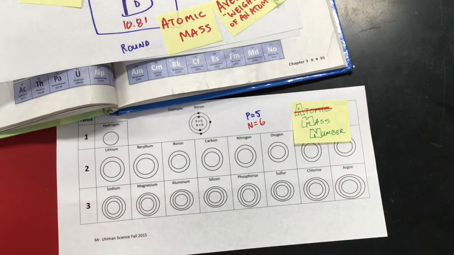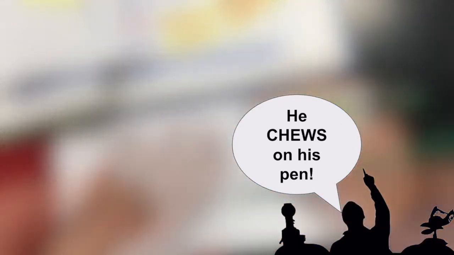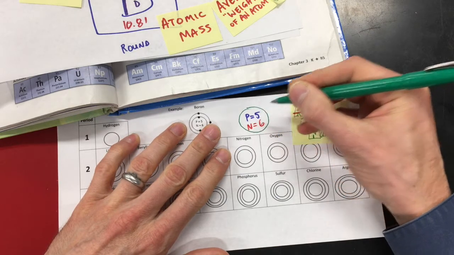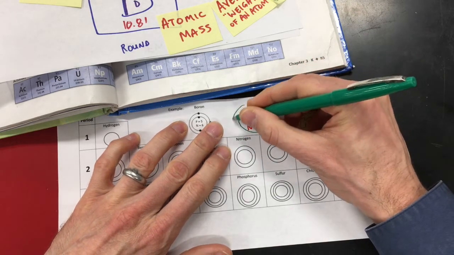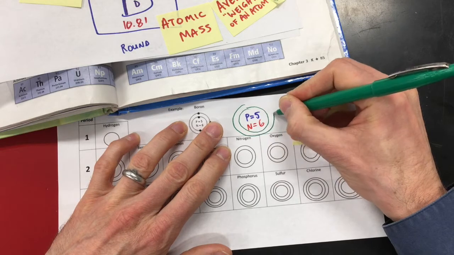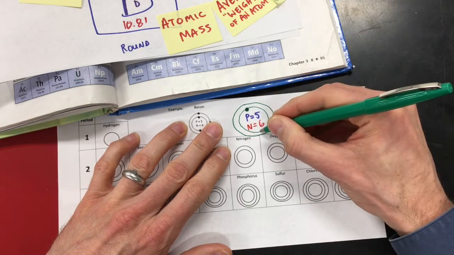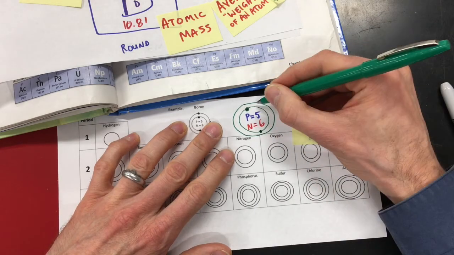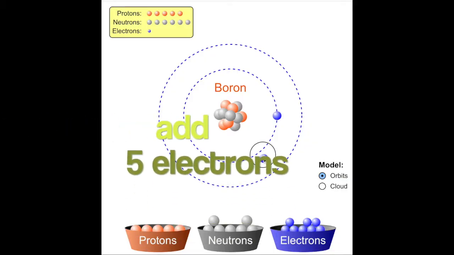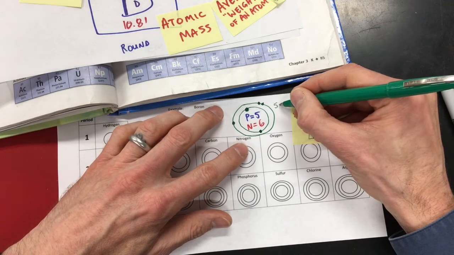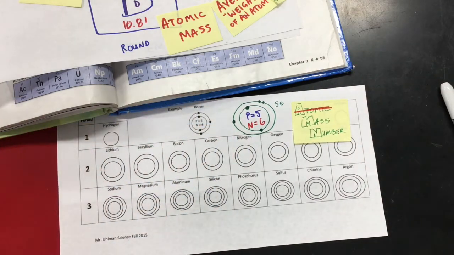Now, there's electrons that come into play as well. So we're going to build a shell. It has 5 protons, so it will have 5 electrons. Only 2 electrons can fit in the first shell. So we draw that electron and that electron. Now 3 more to go. So we have 5 electrons on this boron atom.